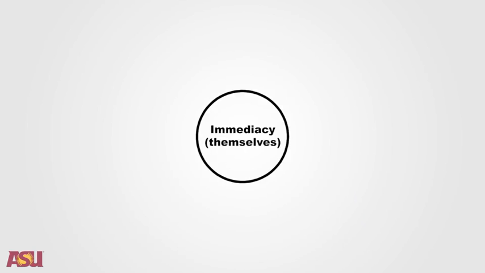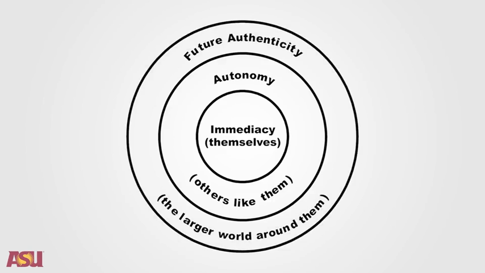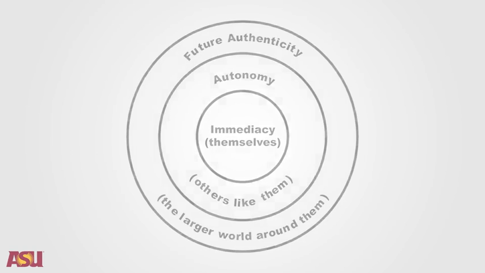An easier way to think about this is that non-engaged readers are often most interested in themselves, immediacy, others like them, autonomy, and then the larger world around them, future context. Think of it as 3 concentric circles: self, others, and the world.